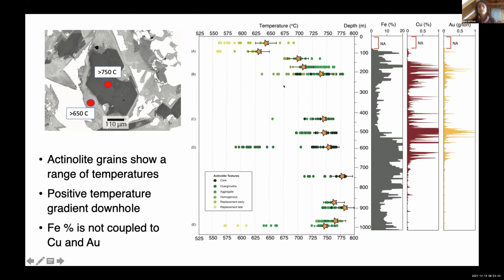So what I did next was look at all the different temperatures downhole. And what we see, if we look at the average temperatures of early textures, is a gradient. We see temperature going up as we go downhole. Also, if we correlate this with grades of iron, copper, and gold, we see that copper and gold are very correlated, but pretty decoupled from iron. Iron grades are still really high once we are out of the main ore body, where we see the higher copper and gold contents.